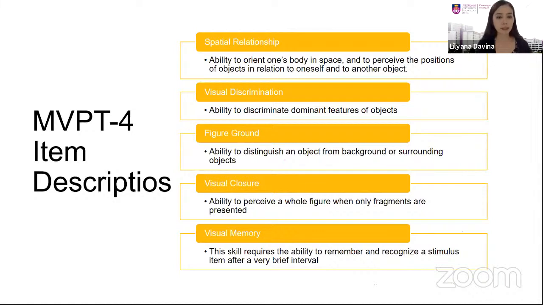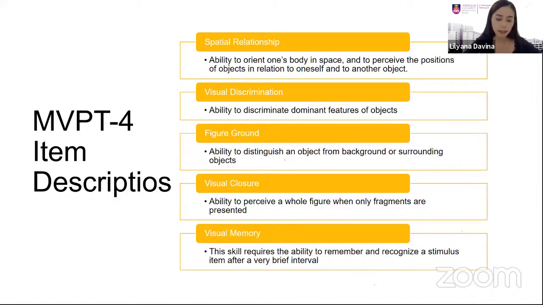What is it? Spatial relationship is an ability to orient one's body in space and to perceive the position of objects in relation to oneself and to another object. For example, figure reversal or figure rotation. Okay, imagine sekarang kita tengah tengok nombor 5 yang upside down. Macam mana you tahu tu nombor 5 walaupun kedudukan dia dah tunggang terbalik? Okay. All thanks to our spatial relationship ability lah.